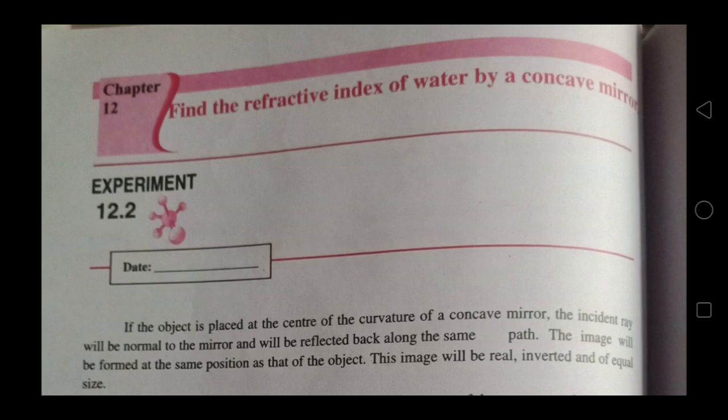In topic refraction, we have studied that when light enters from rarer to denser medium or denser to rarer medium, it bends toward normal or away from normal. This property of light is called refraction. And when we take the ratio of sine of angle of incidence and sine of angle of refraction for a certain material, it is always a constant number. That constant number is called refractive index. So today in this practical we find the refractive index of water by concave mirror.